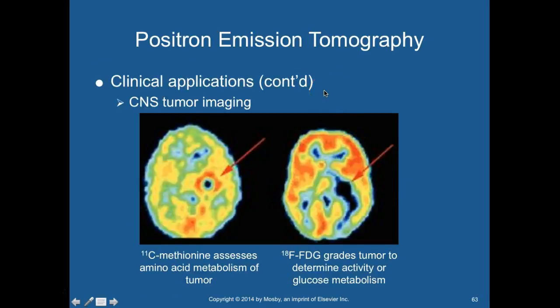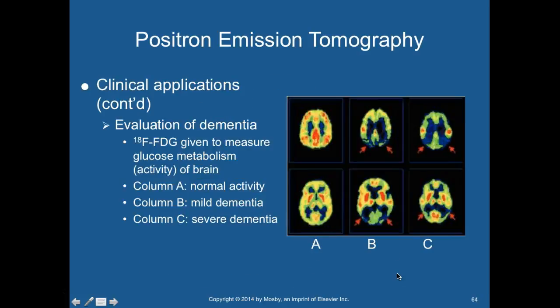So CNS tumor mapping, the methylene assesses amino acids, metabolism of the tumor. FDG grades tumor to determine activity of glucose metabolism. So we can evaluate for dementia using FDG. You can see column A is normal, B is mild dementia, and C is severe dementia.